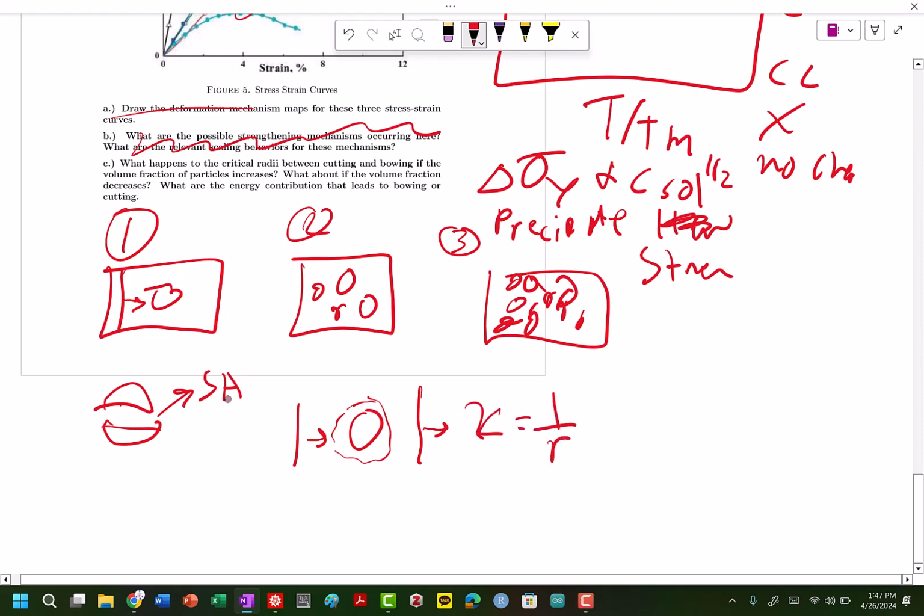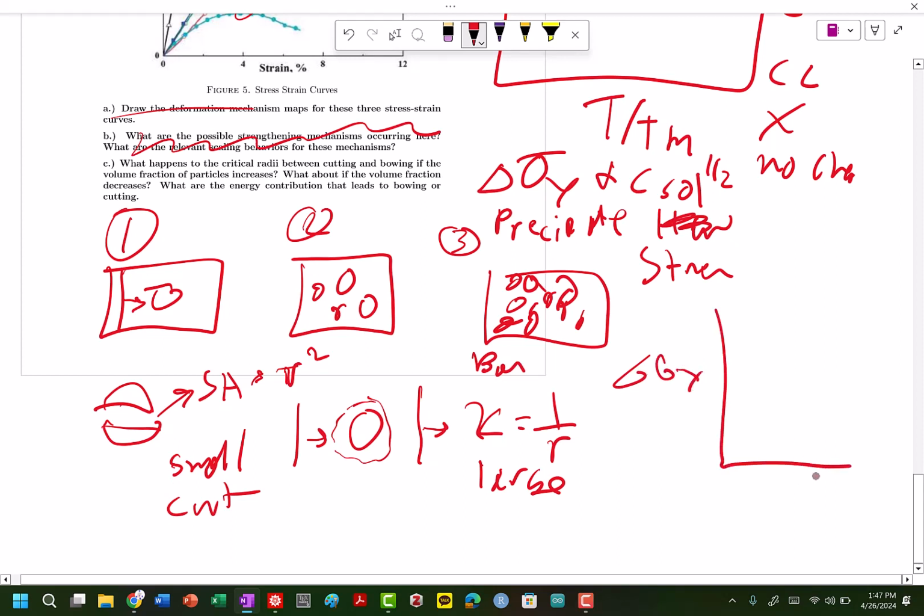So I want to cut small particles, because I'm increasing my surface area, and that's going to scale as r squared. And I want to bow around particles that are very large. So I want to bow large, I want to cut small. When I'm looking at how this can change based on the radius of my particle, there's going to be a certain critical particle size, RC, where there's a maximum, the particle size that's the most difficult to get around. I'm going to cut small particles, and I'm going to bow around these particles.